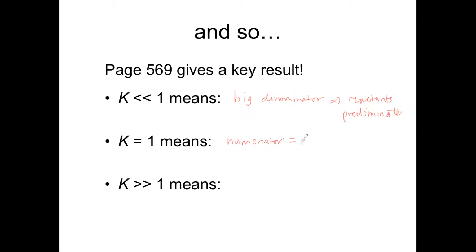What if K is equal to 1? That means the numerator is equal to the denominator, right? And that means that the reactants are about the same as the products. It's going to be about 50-50. Okay? And what if K is really big? That means we have a big numerator, which means the products predominate.